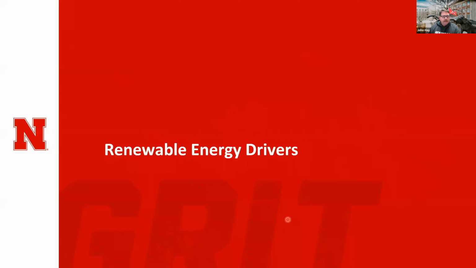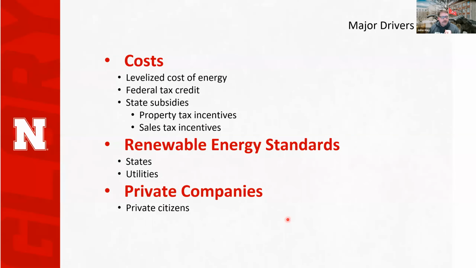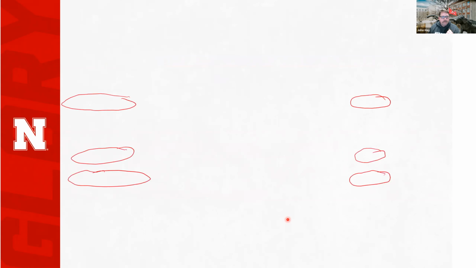Okay, let's get into some drivers. That's going to be interesting. I had a slide that said Nebraska has good wind, but I don't have to tell most Nebraskans that. We have good wind resources here. The things that are driving wind and solar development in the state are the cost of the electricity, the low cost of that electricity, the renewable energy standards or the environmental benefits of those, and then finally private companies.